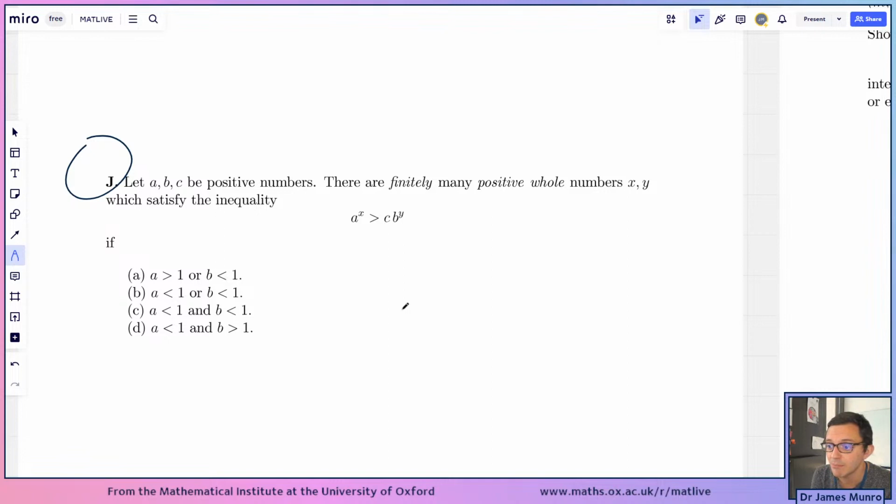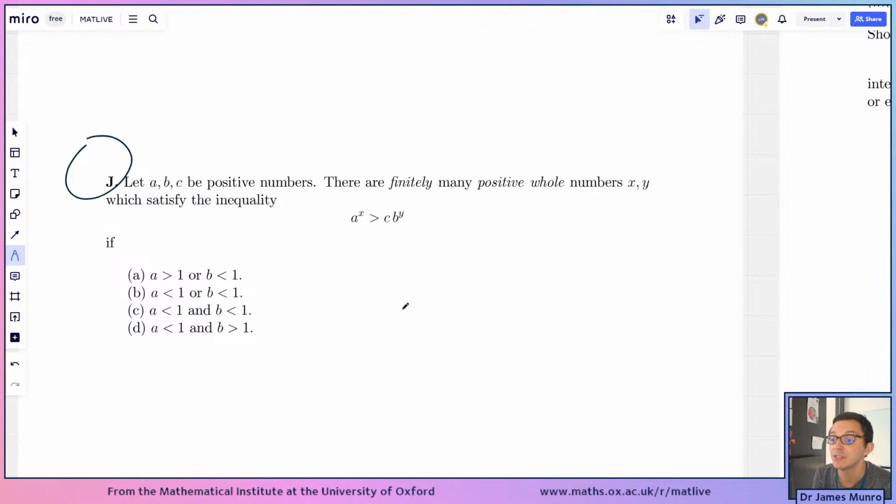So a, b, and c are positive numbers, and we're asked to complete a sentence: there are finitely many positive whole numbers, x and y, which satisfy the inequality a to the x is bigger than c times b to the y if... It's all going to be to do with whether a is bigger than 1 or less than 1, and b is bigger than 1 or less than 1. I can see several possibilities there. Yeah, so it's each of the possibilities for a bigger or less than 1 and b bigger or less than 1.